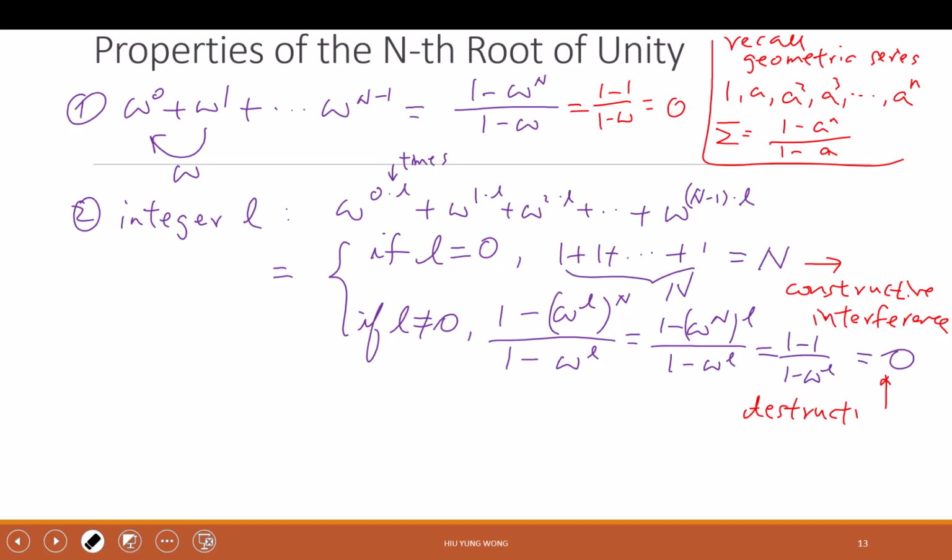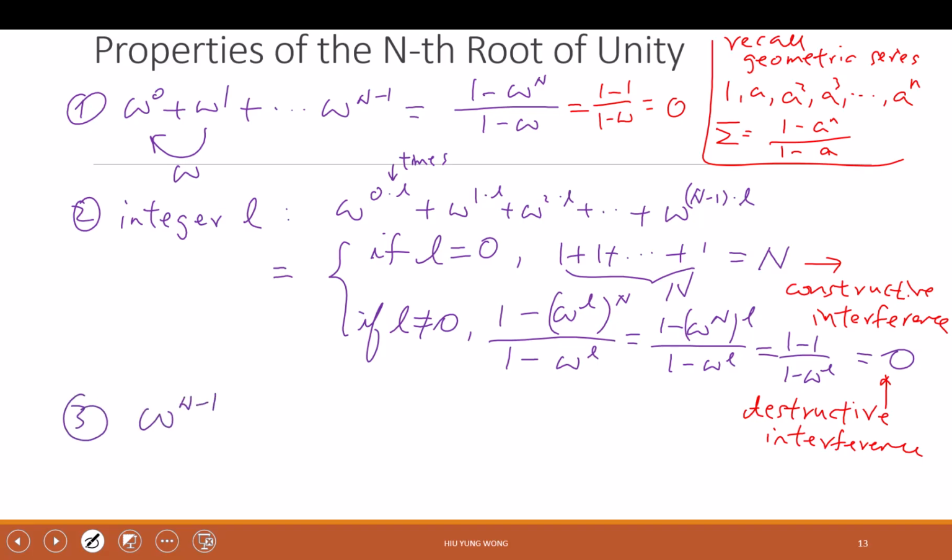And now we'll start getting some idea. Maybe in our future so-called quantum Fourier transformation, we are going to use this, doing some constructive and destructive interference to get the answer we want. Okay? Now we also have another property to go through.